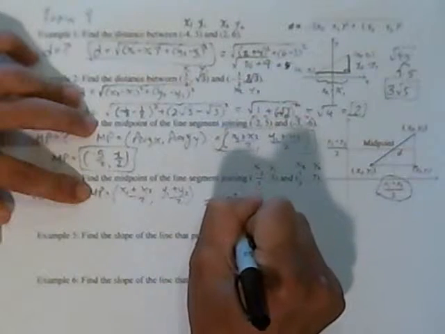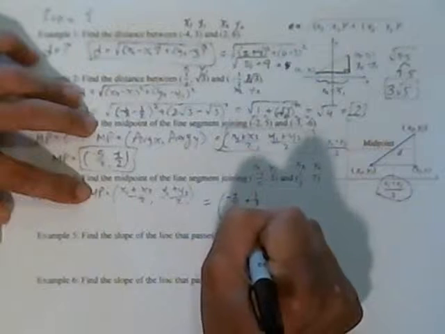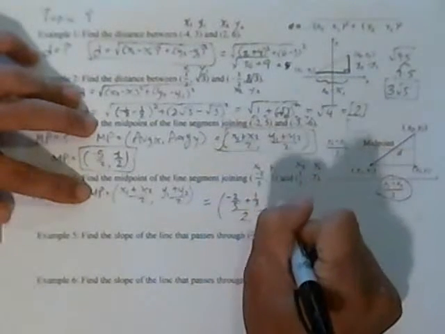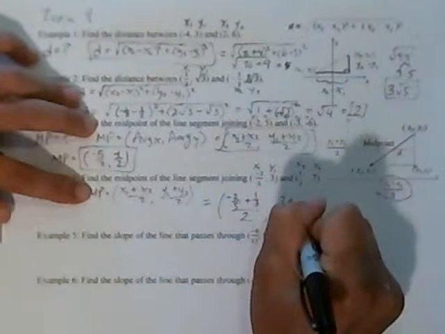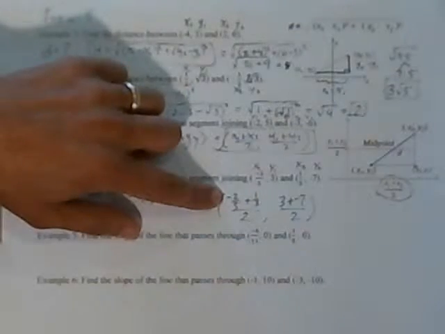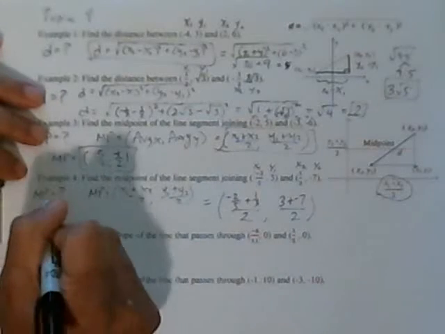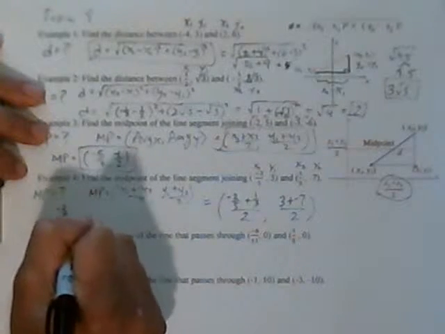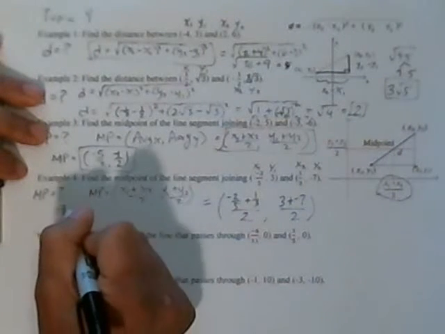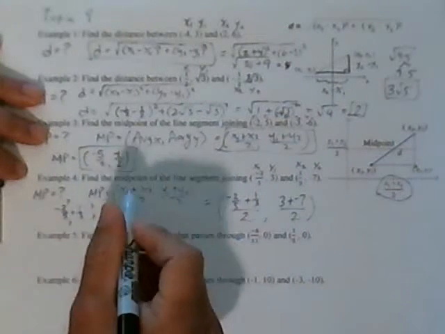x1 is -2 over 5 plus 1/3, divided by 2, and 3 plus -7 over 2. We're going to have to bust that fraction a little bit, or just a little easier way to do this. Let's do this on the side. -2 over 5 plus 1/3. We're going to have a common denominator. Multiply top and bottom by 3, multiply top and bottom by 5.